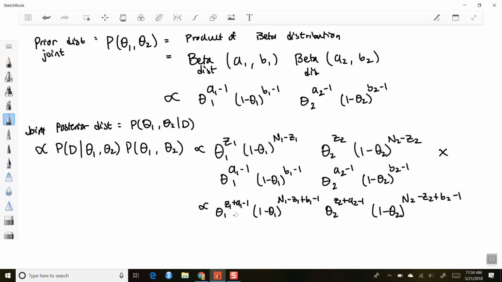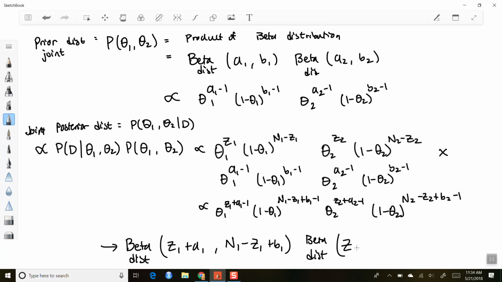Okay, and then is that all right? I'm just adding like terms, coefficients of like terms, and then we can say, all right, well, if that's the form, then this just becomes a product of beta distributions, which is going to be the beta distribution PDF of z1 plus a1 comma n1 minus z1 plus b1 times the beta distribution PDF of z2 plus a2 comma n2 minus z2 plus b2.